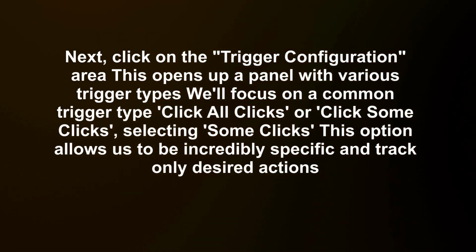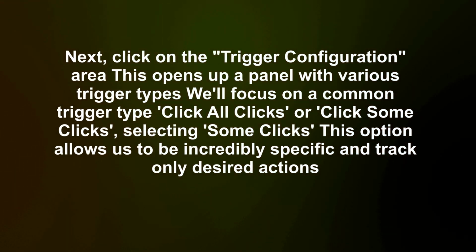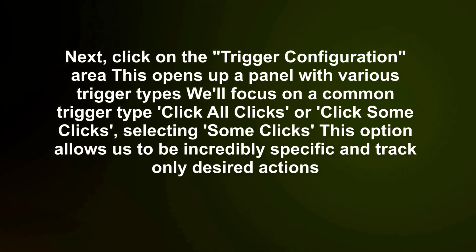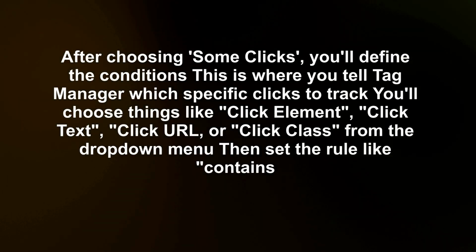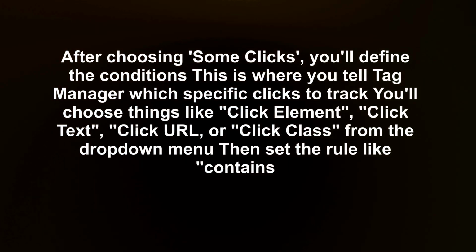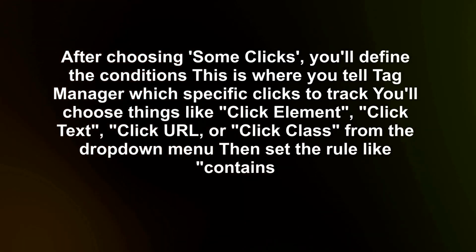We'll focus on a common trigger type: click, all clicks or some clicks. Selecting some clicks, this option allows us to be incredibly specific and track only desired actions. After choosing some clicks, you'll define the conditions. This is where you tell Tag Manager which specific clicks to track.